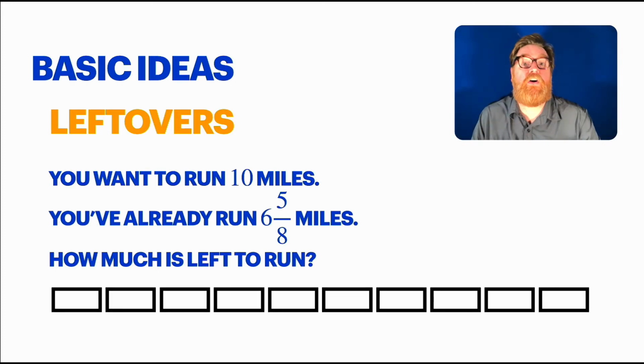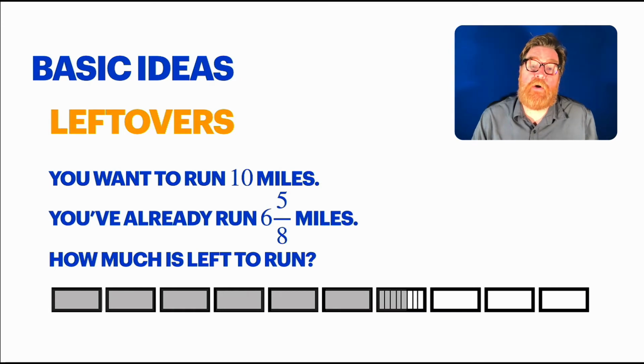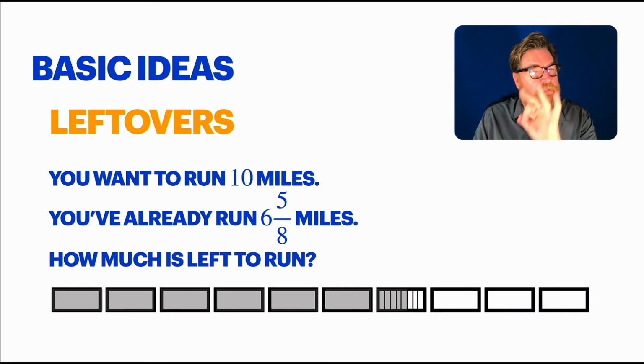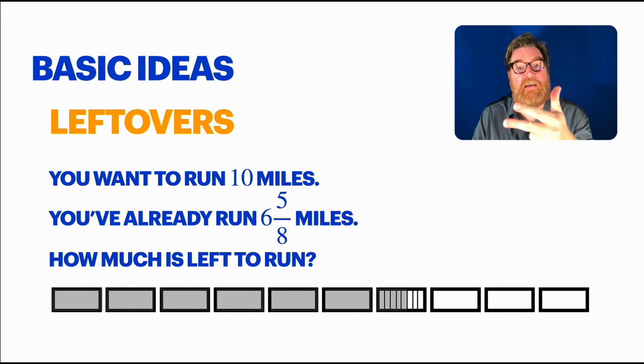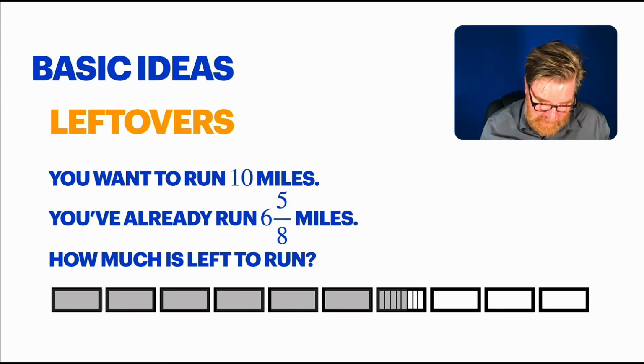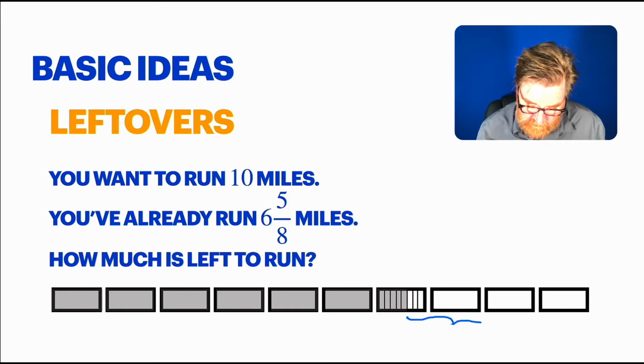There are all 10 miles represented. 1 mile is represented by 1 bar. We've run 6 and 5/8. There we go. So what's left? Now it's just a matter of reading that off. You can see we've got 3/8 left to go in that 7th mile. So if we do 3/8 more, we're at 7. And then we've got 8, 9, 10. 3 more miles to go. You can see them in the unshaded bars there. We got 3 and 3/8 miles left to run.